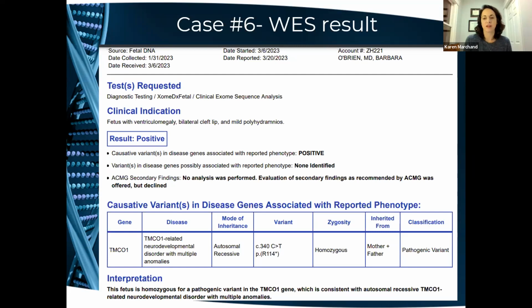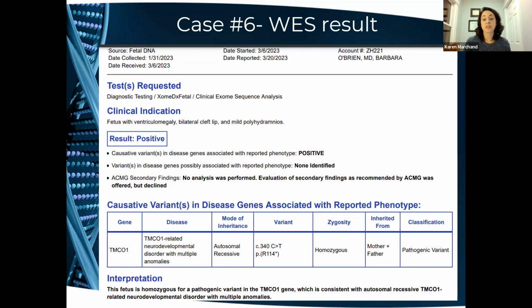And so what they found is that the fetus is homozygous for a pathogenic, so a more definitely disease-causing variant in the TMC01 gene, and that's associated with TMC01-related neurodevelopmental disorder with multiple anomalies. So this is a really rare condition that we would not have thought of otherwise on our own without doing exome sequencing, but fit very, very well with the phenotype for this fetus.